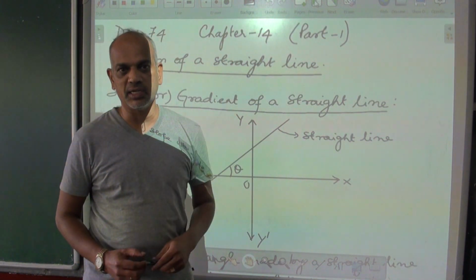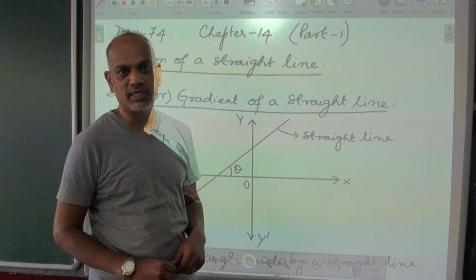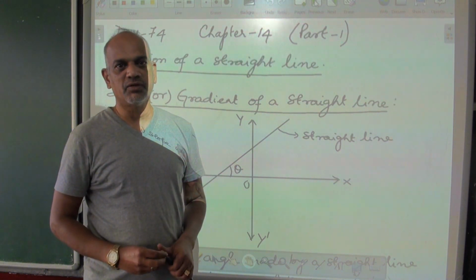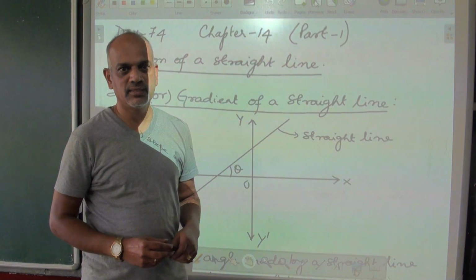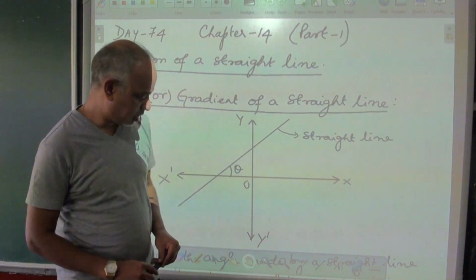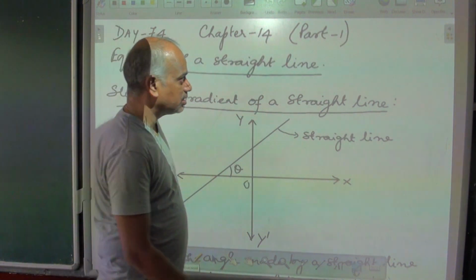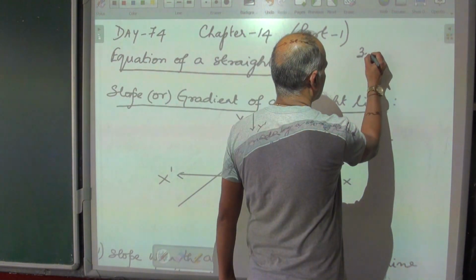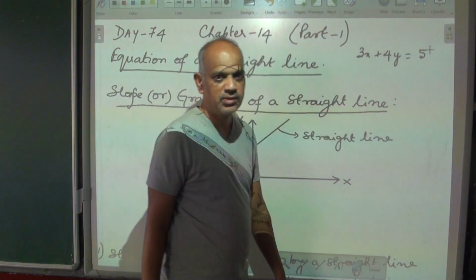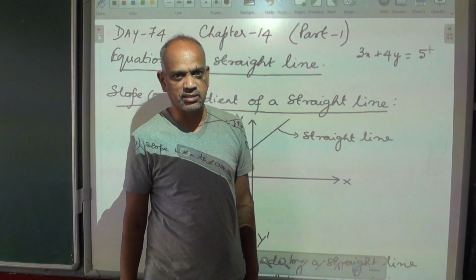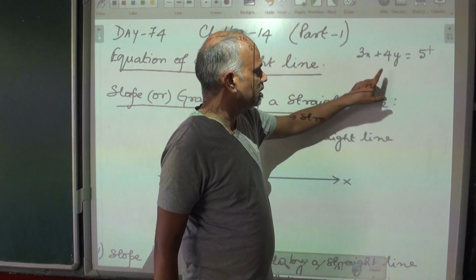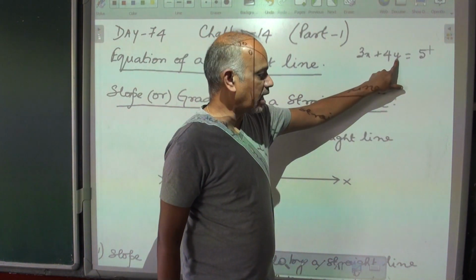You come across simultaneous equations, solving simultaneous equations. You need two equations to solve them. Each of the simultaneous equations is an equation of a straight line. An example for a simultaneous equation is of this sort: 3x plus 4y is equal to, say, 5. One of the simultaneous equations is this, 3x plus 4y is equal to 5. There is an unknown x, there is an unknown y.